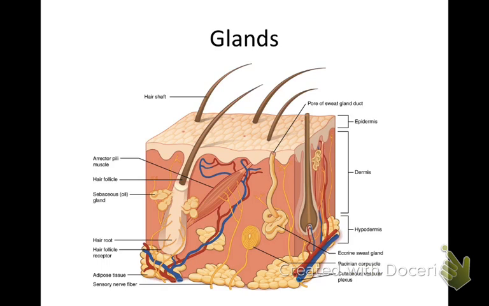Okay, so in this diagram you can see the glands. The main kind of sweat gland here, the eccrine or merocrine sweat gland, has a duct. It opens up onto the surface of the skin. Sebaceous glands are typically associated with hair follicles, but on hairless skin they can open directly to the surface of the skin as well.